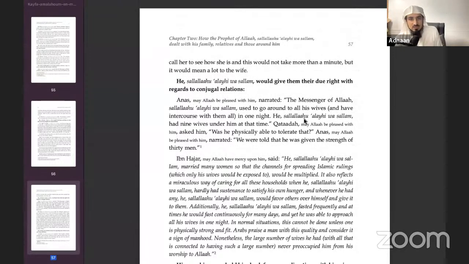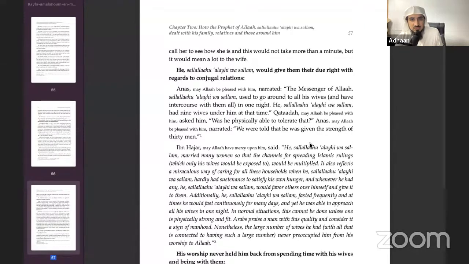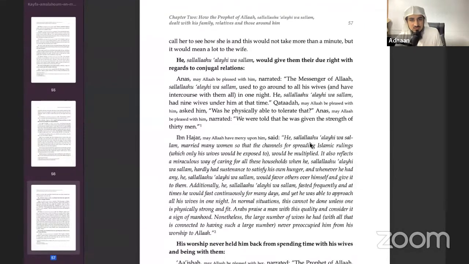Here is speaking about the Messenger sallallahu alayhi wasallam with his wives. Anas ibn Malik radiallahu anhu narrated: the Messenger of Allah sallallahu alayhi wasallam used to go around to all his wives and have intercourse with them all in one night. He sallallahu alayhi wasallam had 9 wives under him at that time. Qatada rahimahullah asked him, was he physically able to tolerate that? Anas radiallahu anhu narrated, we were told that he was given the strength of 30 men.